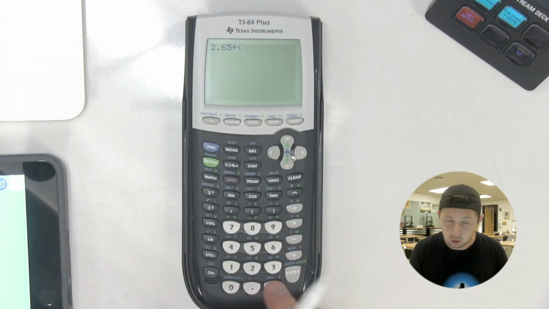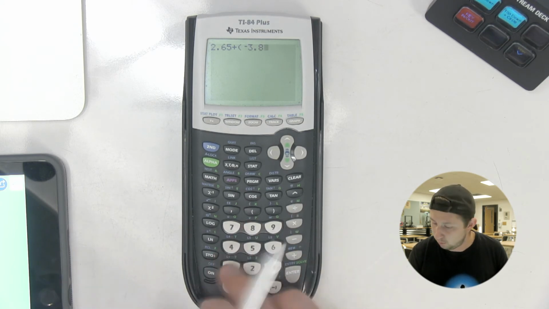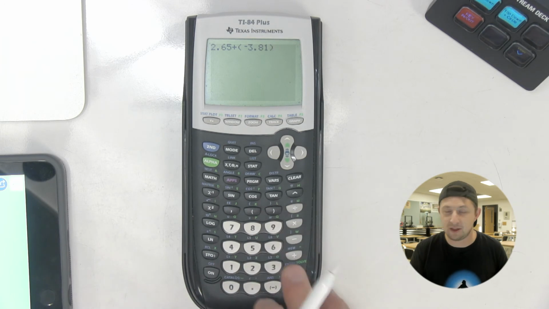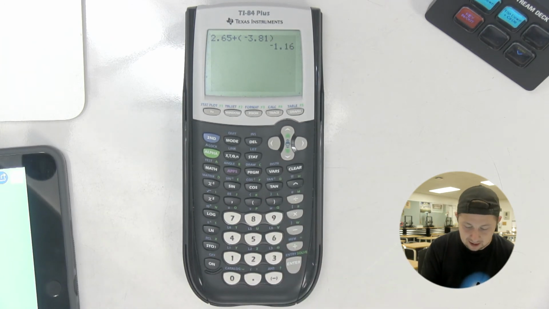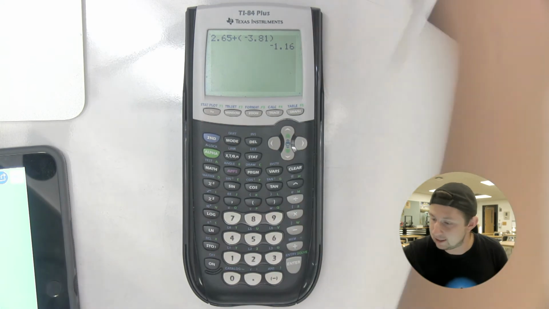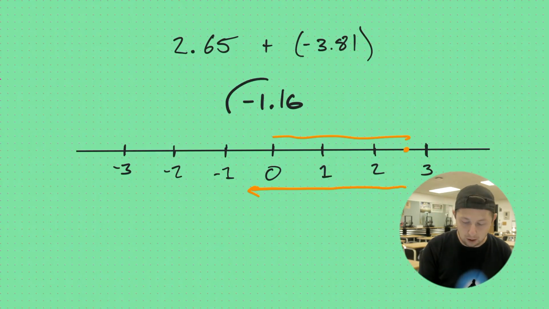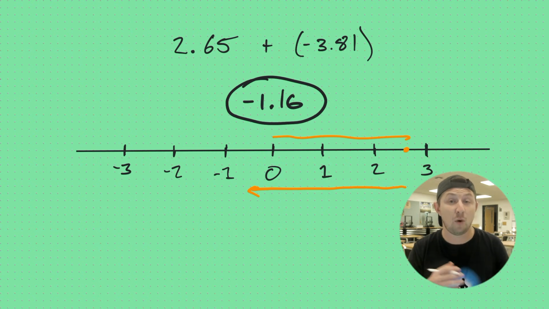So we're going to go 2.65 plus a negative 3.81. So I punch that in, I close my parentheses, I hit enter, and I end up with a value of negative 1.16, which is really close to my guess of negative 1.